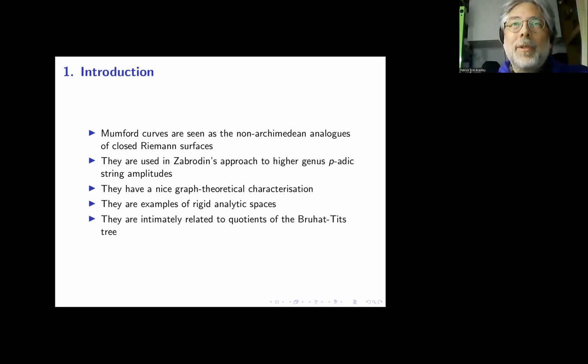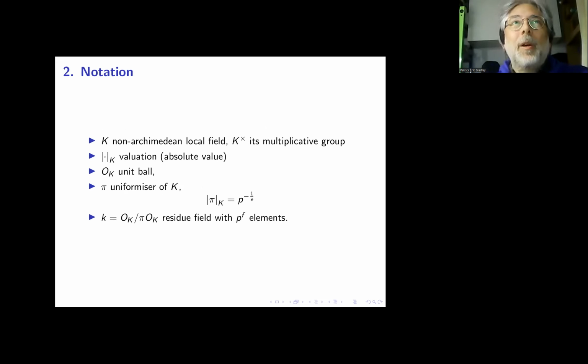And these are examples of rigid analytic spaces, which are a kind of analytic version of algebraic geometric objects. They're intimately related to quotients of the Bruhat-Tits tree, which we have seen in the last session, and this will play a role in our constructions. So first of all, some notation now.